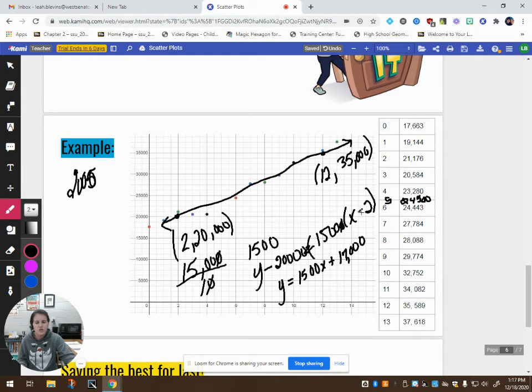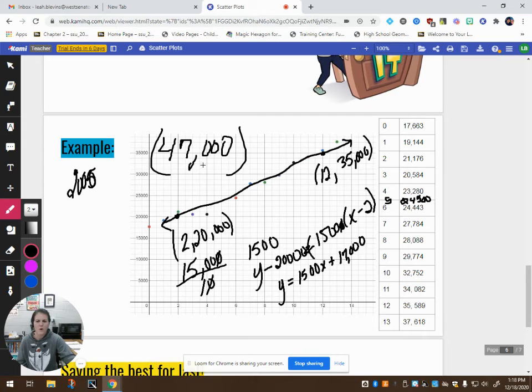Okay, so then for 2020, this year, what would be the cost of a jet boat or whatever they're called? So that would be 20 years after. So I'm going to do 1,500 times 20 plus the 17,000 equals $47,000. Of course, that doesn't take into account things that are happening right now when we're making these predictions.